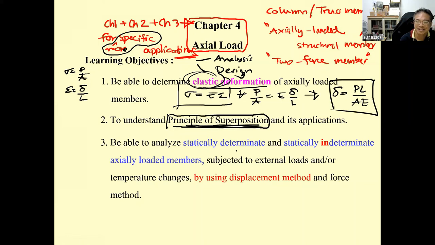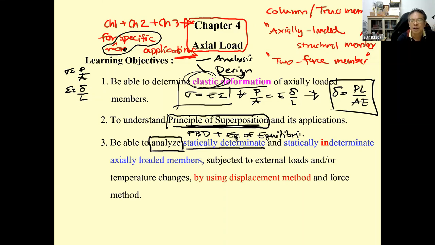And the last one, I said we're going to analyze the structure, okay? And not only analyze the structure, you're going to design the structure, for the statically determinate case first. What I'm saying is statically determinate is the structure that can be analyzed by the free body diagram and the equations of equilibrium. That means all the knowledge we learned from engineering statics until now, we consider that kind of structure. And then at the end, we will extend our knowledge to consider the statically indeterminate structure.